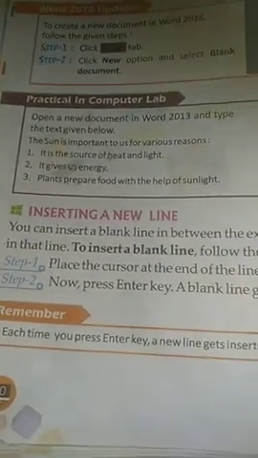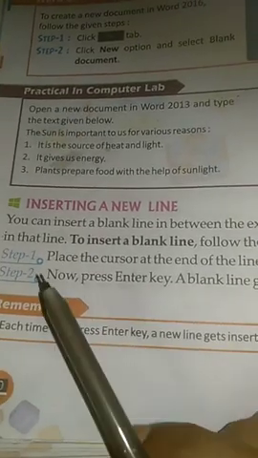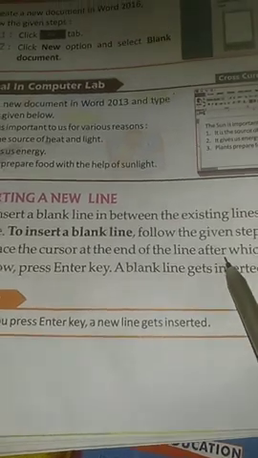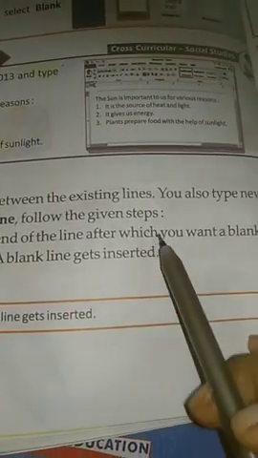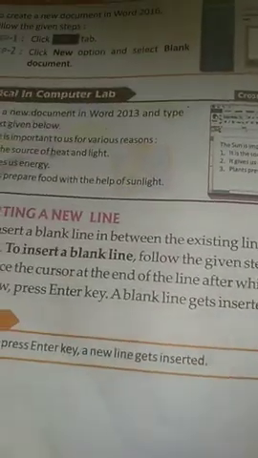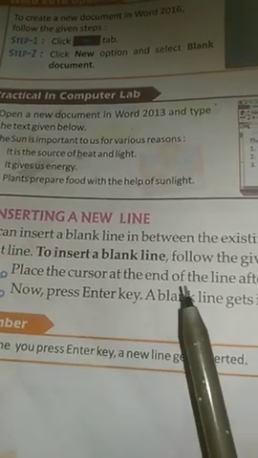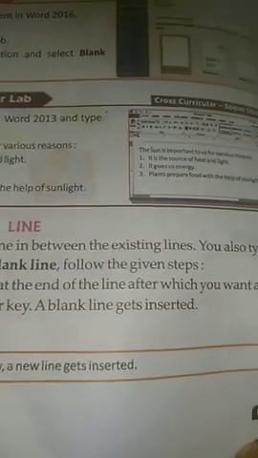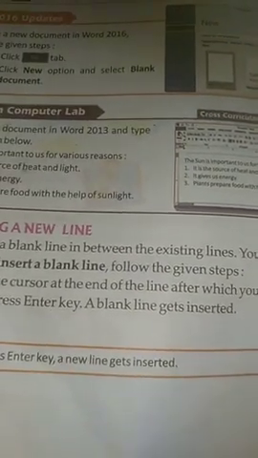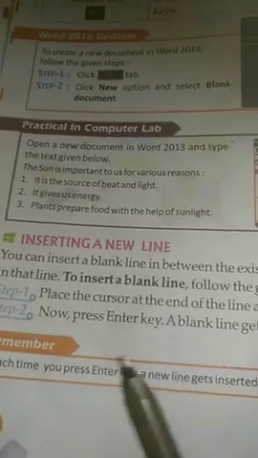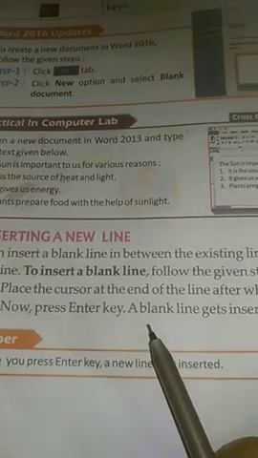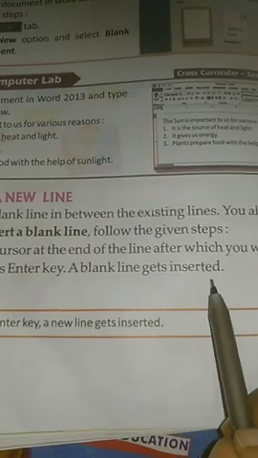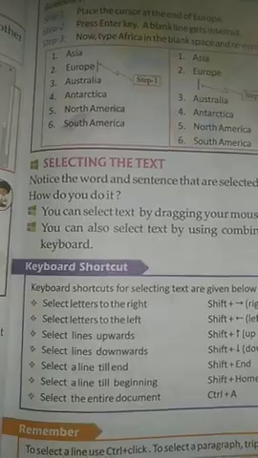To insert a blank line, follow the given steps. Step 1. Place the cursor at the end of the line after which you want a blank line. You have to place the cursor at the end of the line where you want a blank line. Now press the Enter key. Okay, now press the Enter key, and a blank line gets inserted.